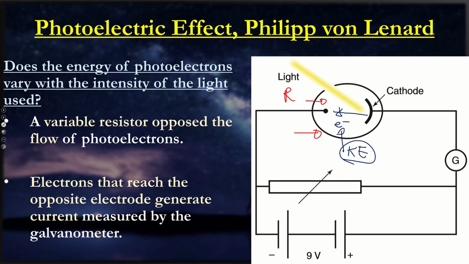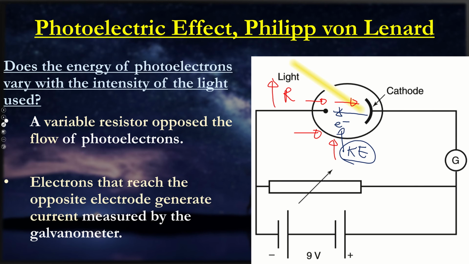How am I going to do that? Essentially, what's happening is the current that you inject into this circuit will try and force the electrons to go backwards. Now, if the electron does have more energy, so if it has a high kinetic energy, that means you need a high resistance to push it back. So that's what he was trying to look at. And he found some really interesting things.